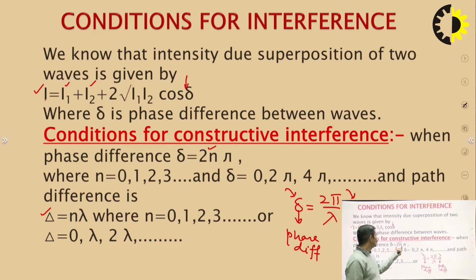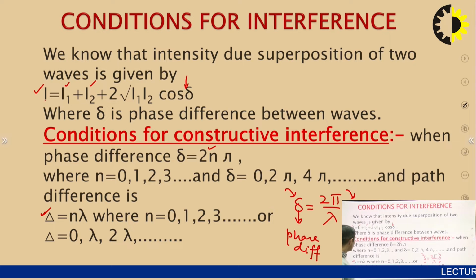So here we know the value of delta, that means the phase difference between the two interfering waves, so we can calculate the corresponding path difference, which will be equal to n lambda here. That means the path difference should be 0, lambda, 2 lambda, and so on. So if two interfering waves have a phase difference of 0, 2 pi, 4 pi and so on, or a corresponding path difference of 0, lambda, 2 lambda, 3 lambda and so on, then we will have constructive type of interference. These conditions in terms of phase difference and path difference are known as the conditions for constructive interference.